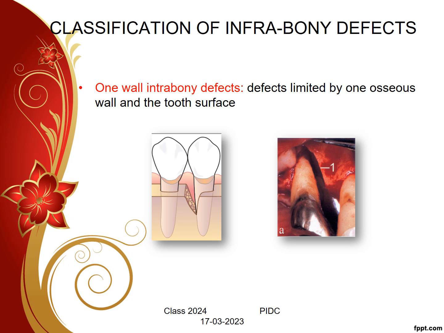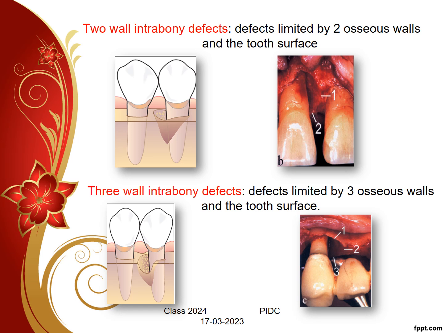A one wall defect is one in which the defect is limited by only one wall at one side. If you see this particular tooth, it will always have three walls around it. So this is your tooth surface. Normally you would see a distal wall, a buccal wall and a lingual wall. Whereas in the case of a one wall defect, only one wall is present, which means the buccal and the lingual wall are gone.